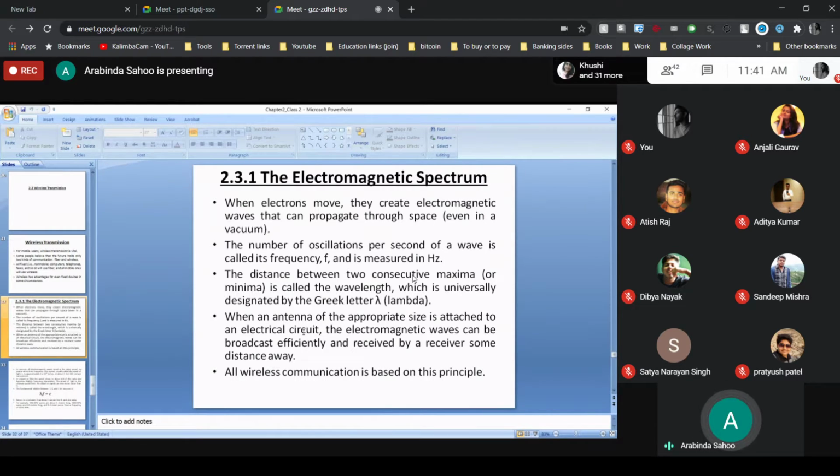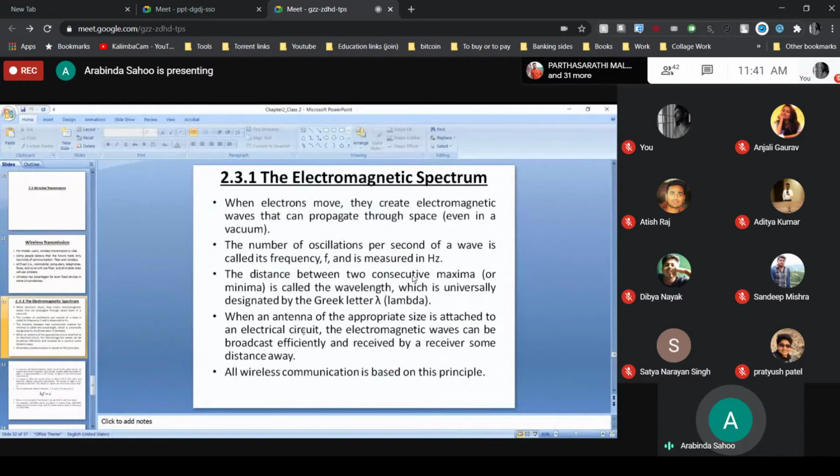So frequency plays an important role in case of electromagnetic transmission. The number of oscillations: you must have heard of this term. What is the frequency?